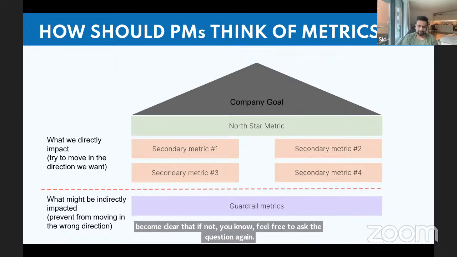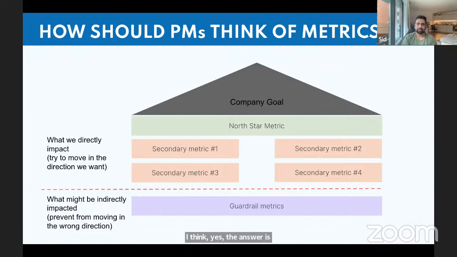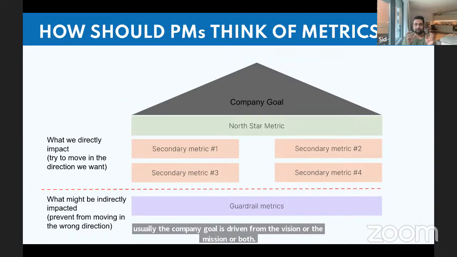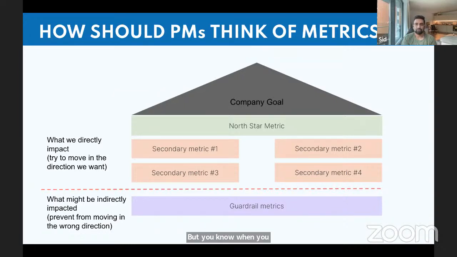I think, Sweta, the short answer is yes. Usually the company goal is driven from the vision or the mission or both. But when you call it a goal, it's usually interpreted as a goal. So vision could be like Elon's vision is taking humanity to Mars. Now it's kind of hard to measure as a goal, right? So maybe you translate that into something like have 25 successful landings on Mars in the next 5 years. So it is always driven from the vision. If the vision is kind of vague and subjective, then you just make it a little more objective.